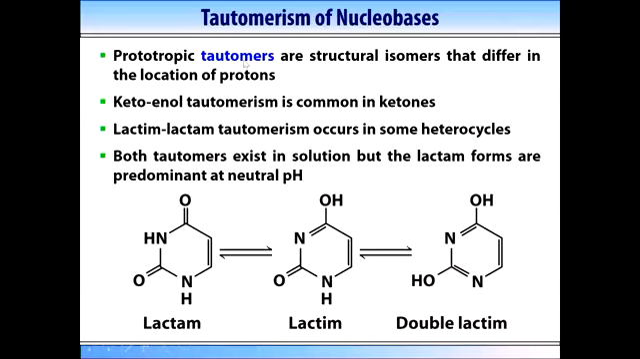Let's very briefly talk about tautomerism in nucleobases. So what are tautomers? Tautomers are two isomers of the same molecule which differ only in the positions of the protons. It's exactly the same formula; it's just that the locations of the protons change. The most famous are keto-enol tautomerism or lactim-lactam tautomerism. That's what you probably studied in organic chemistry or inorganic chemistry.